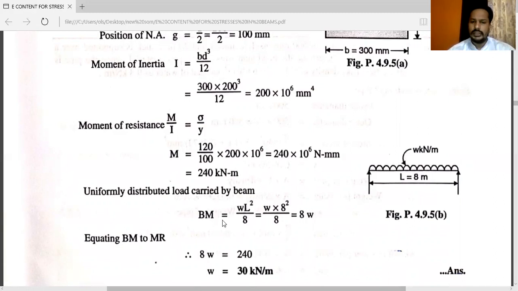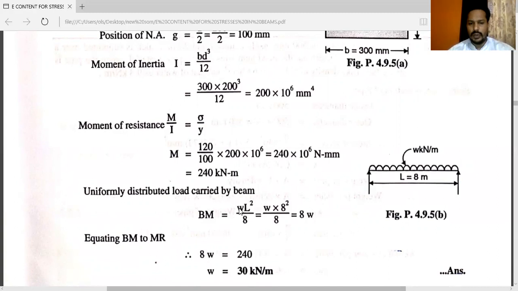We know that the bending moment for a uniformly distributed load carried by a simply supported beam is W L square by 8. Here we know how to calculate maximum bending moment, that is by using the formula W L square by 8. Here we are using the direct formula because we have a chart. It is for uniformly distributed load carried by a beam, W L square by 8. That is the standard formula. If you want, you can calculate it by our regular process.